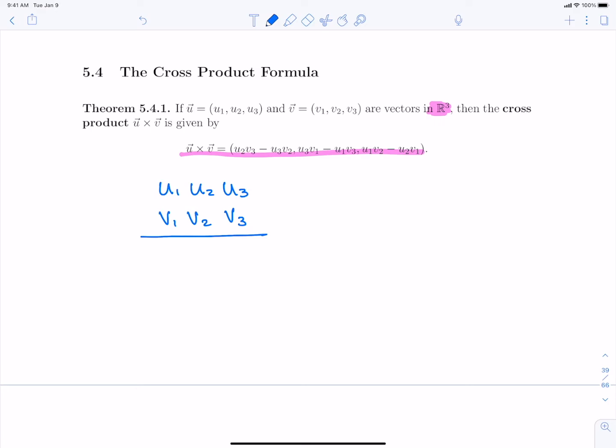And then to actually find my cross product, I need to find the first component. So I'll cross out the first column, and then I go and multiply and subtract. So I cross out the ones, and I'll go u2 times v3 minus u3 times v2, and that becomes my first component.